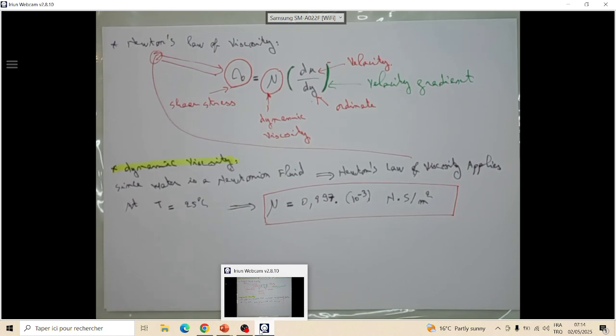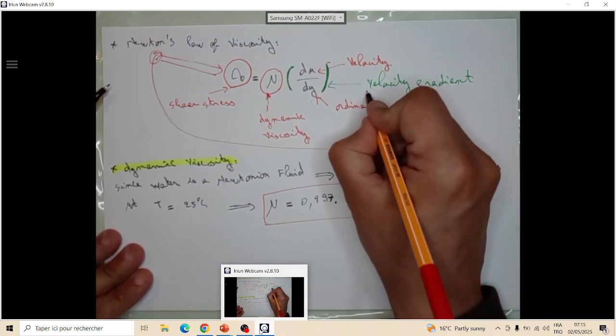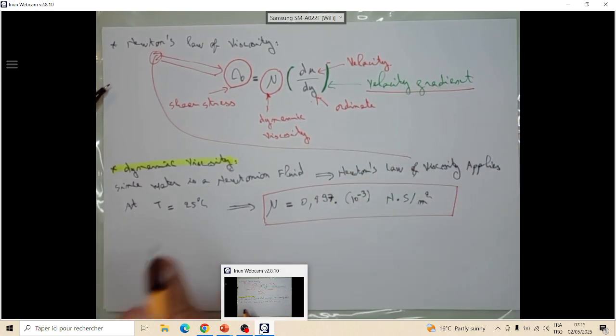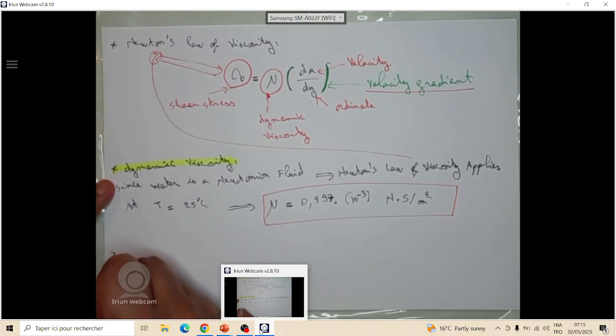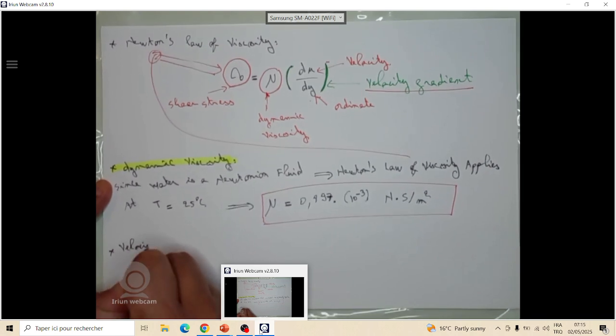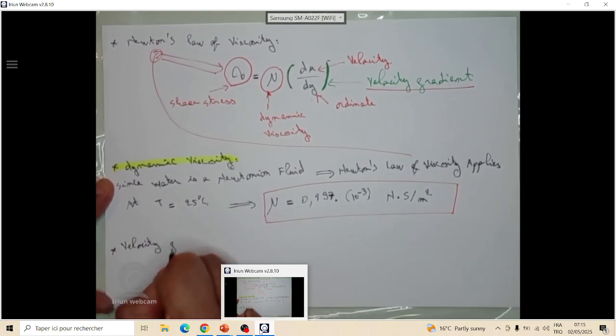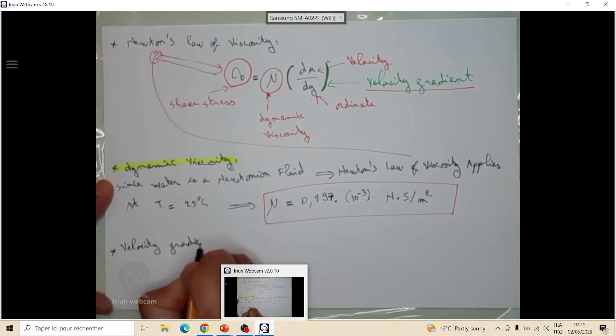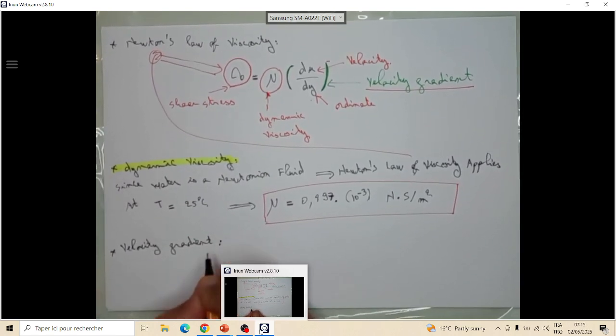So let's continue. Now we'll calculate the velocity gradient. I will write here velocity gradient. This is what I will calculate.